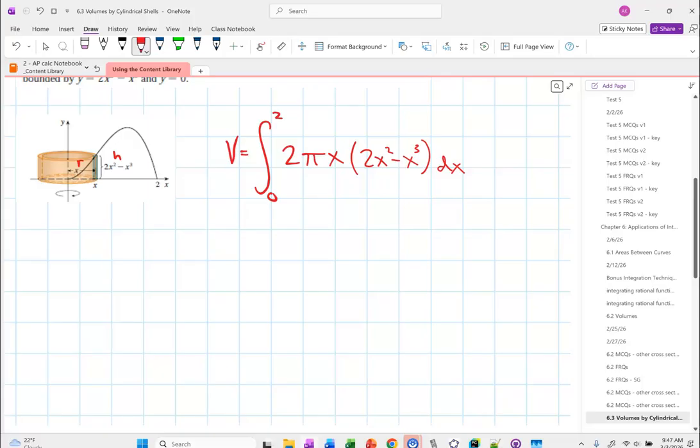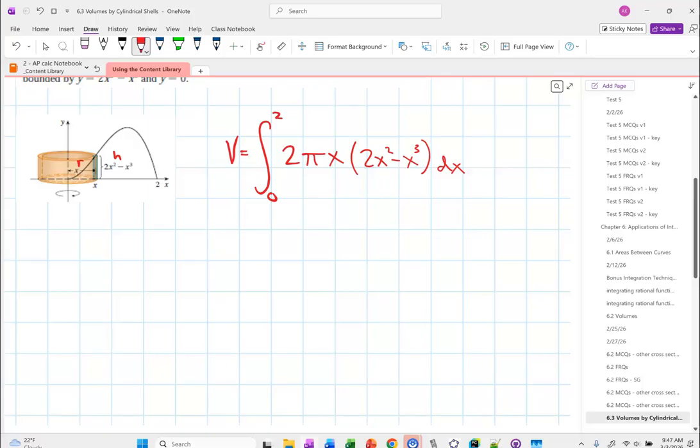Otherwise, I'd have to solve for x and break the thing into two chunks. When I get a function that's not one-to-one, or an area that's not one-to-one in the direction that I'm rotating, shell method is probably your better bet.